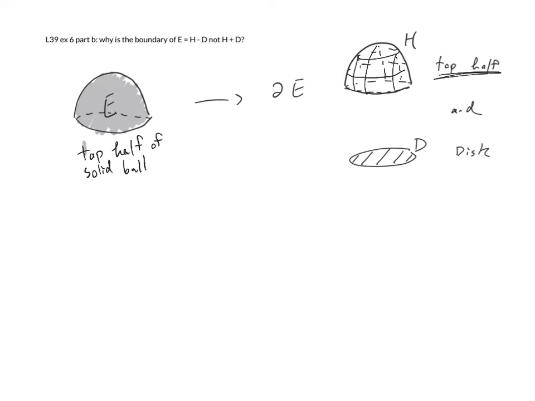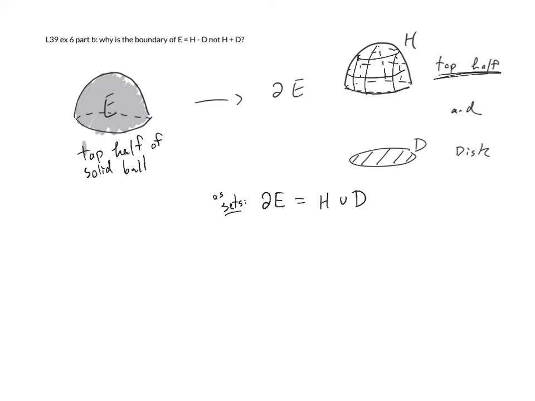Anyway, and then you also have this separate bottom half, which is the disk. And both of these together look like the boundary. So set theoretically, as sets, the boundary of E is H union D.